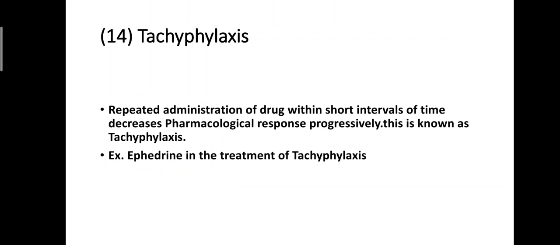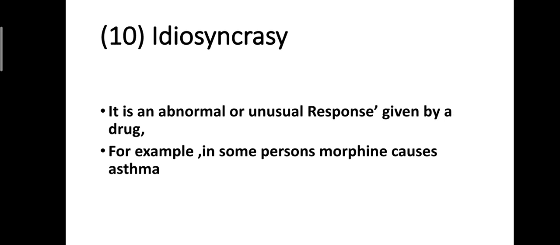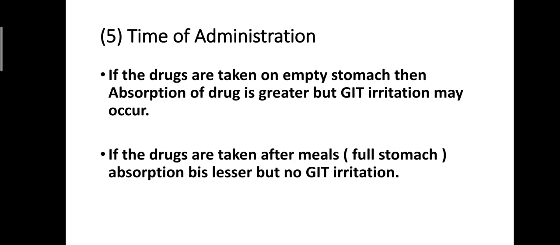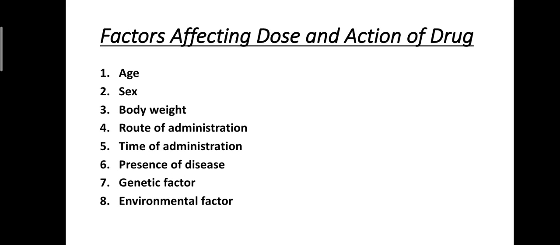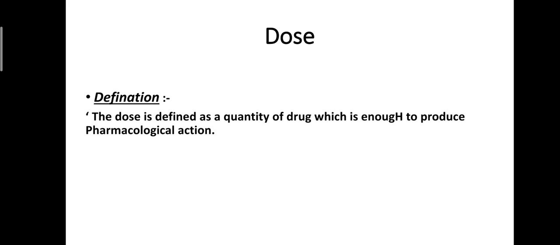So friends, in today's video we see the definition of posology and dose, their Greek meanings, and factors affecting dose. Let's see once again in a quick revision. Posology: it is the branch of medical science which deals with the study of doses of drugs required to produce a specific pharmacological action. Posos means how much, logos means science. Dose is defined as a quantity of drug which is enough to produce a pharmacological action.